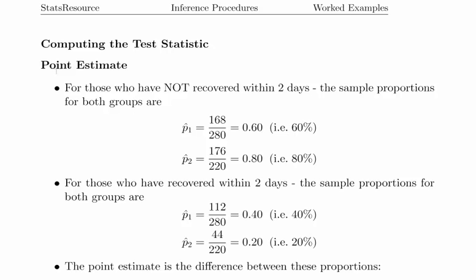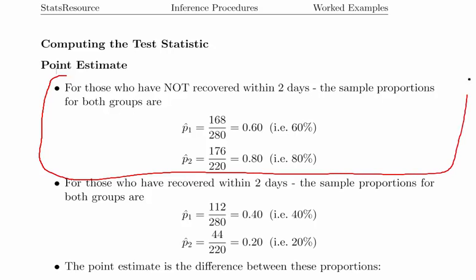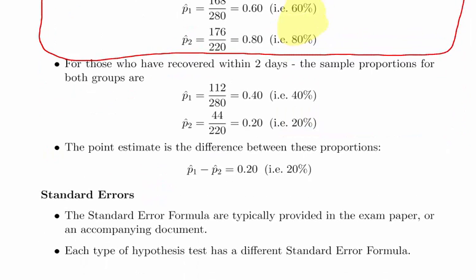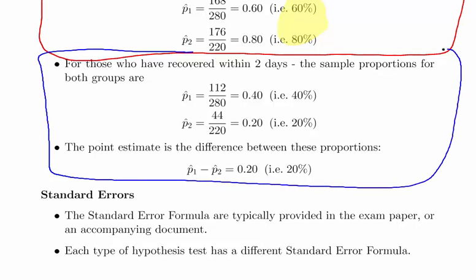So what we're going to do here is calculate the test statistic. Now, really, just be careful about what you're doing here. You're okay with doing this, but if you're talking about those who've not recovered within 2 days, you can just use the values as given. It's 60% and 80% do not recover within 2 days, but if the 2-day recovery rate is what we're asked, it's just the complements of those. It's 40% and 20%.